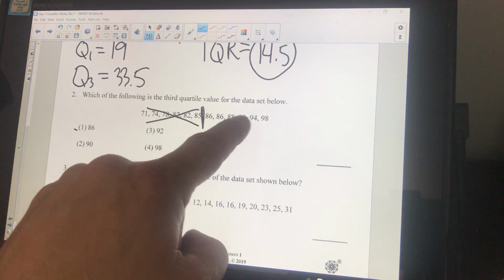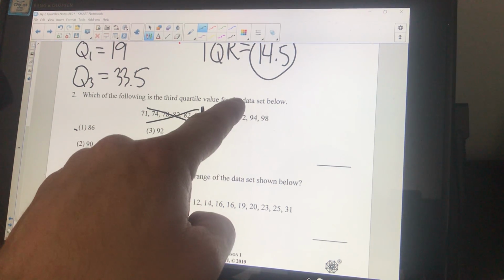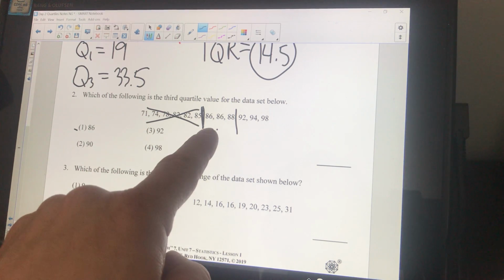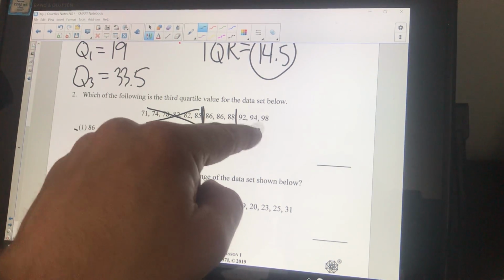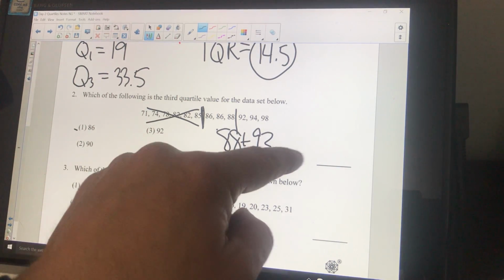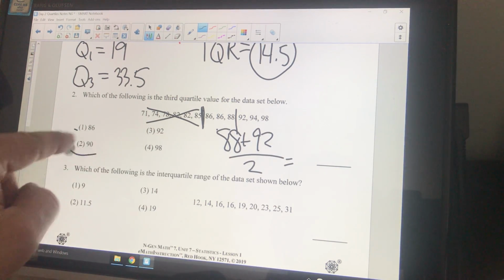1, 2, 3, 4, 5, 6 numbers. So split those in half. What's average between 88 and 92? Okay, 88 plus 92 divided by 2, or what's directly between them? It's the number 90.